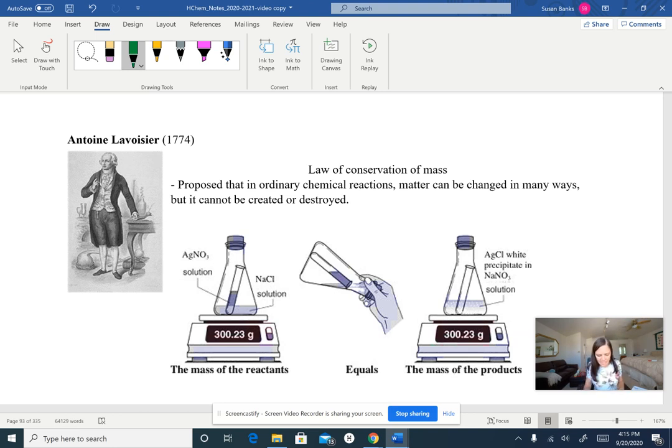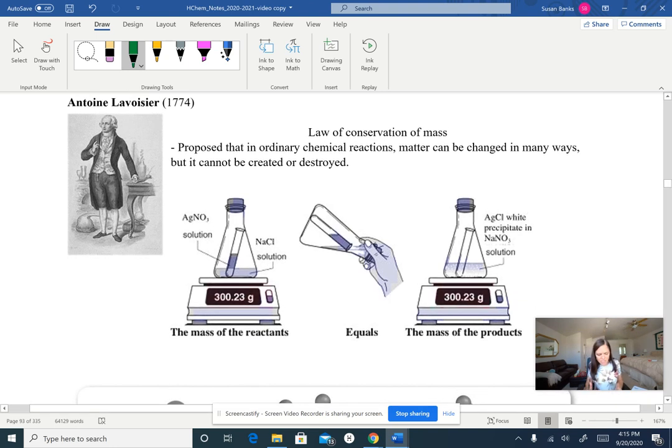One of the things that he did is he took solutions or different experiments, and he bottled them up and had the reaction happen. And then once the reaction was done, he weighed the bottle of that reaction. And he always saw that regardless of what the reaction was, the mass of the reactants, what we start with, equals the mass of the products, or what we end with.